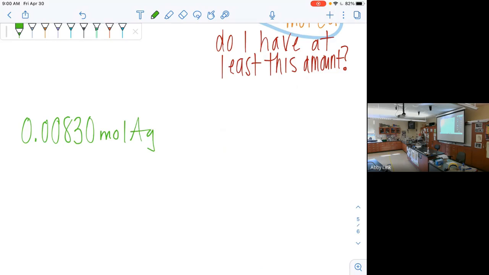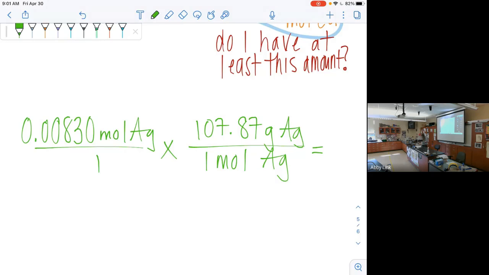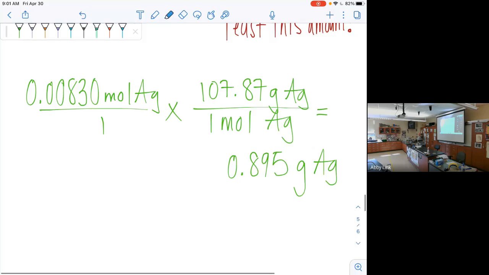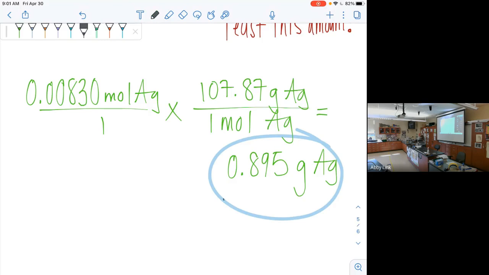Moles of silver, we're going to go to grams of silver. My friends, this is going to be our theoretical yield. Do we remember that fun term? Yep. All right, I end up with 0.895, still 3 sig figs, grams of Ag. This is our theoretical yield.